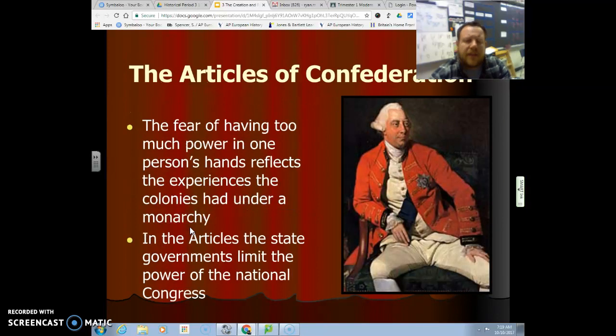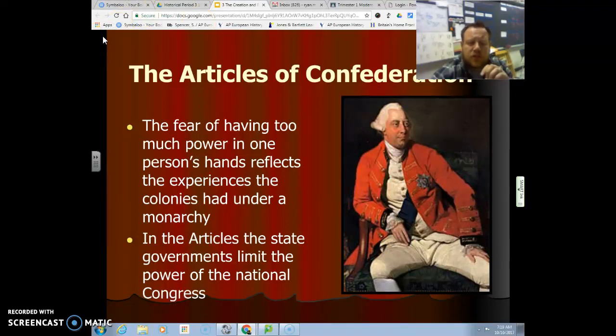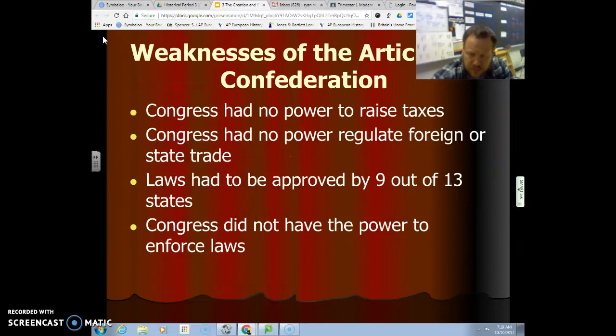Now, the big fear here is that too much power would go into one person. Everyone blamed King George III, this lovely looking dude right here, for all the problems in the country. And because they're blaming King George III, our number one fear in this country at the time is monarchy. So the goal is to take all the power out of one person's hands and limit the power of the central government so it cannot become a tyrannical government like they feel they were experiencing under the British.